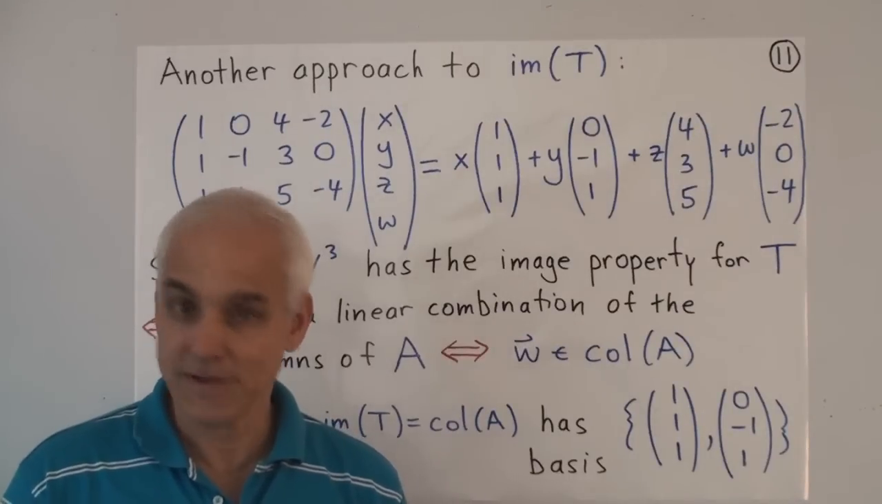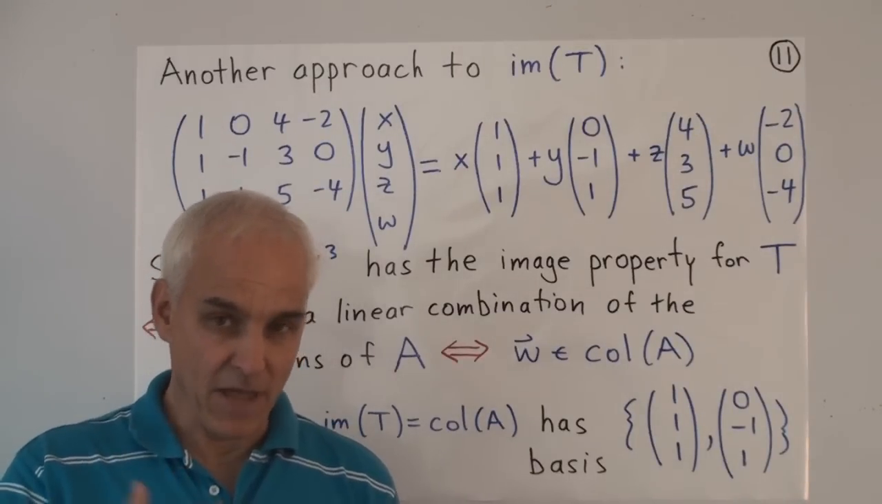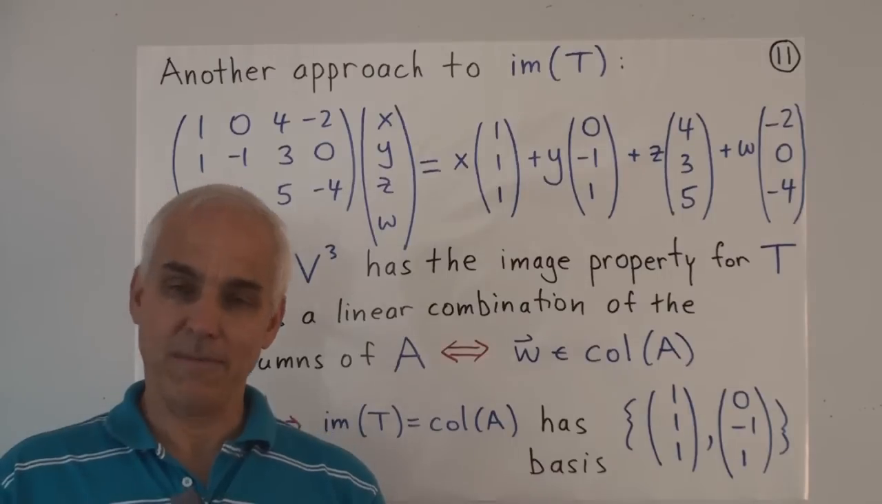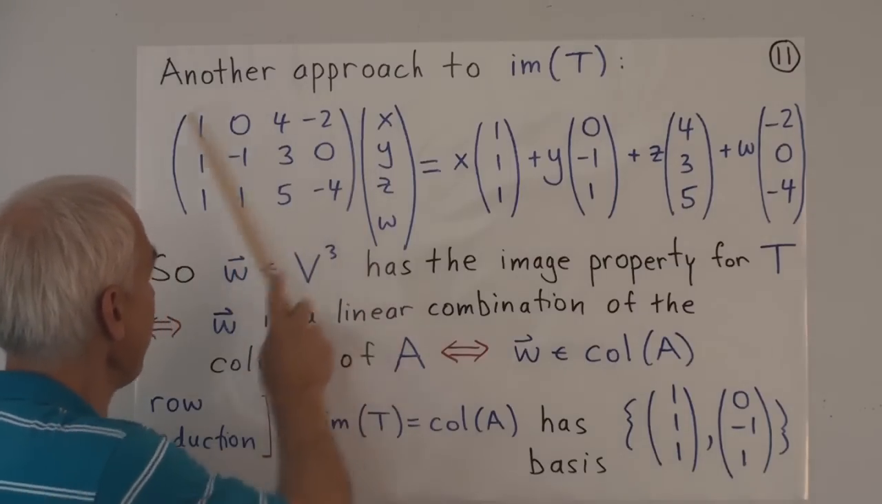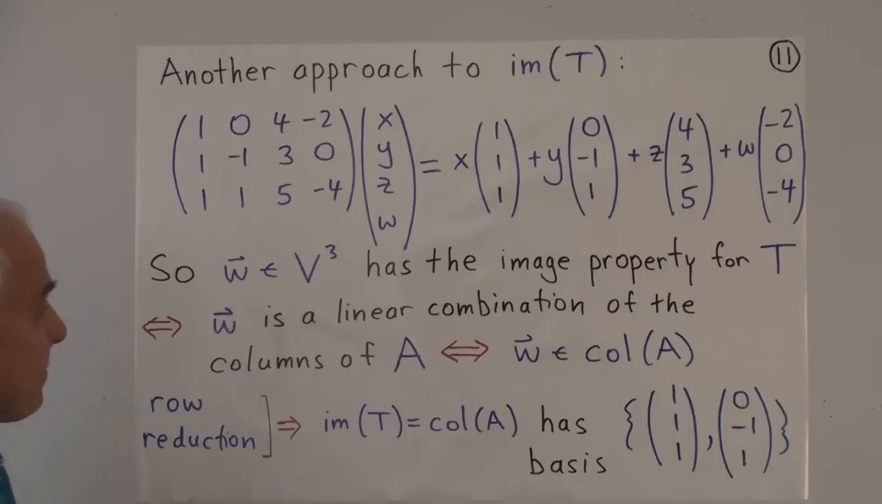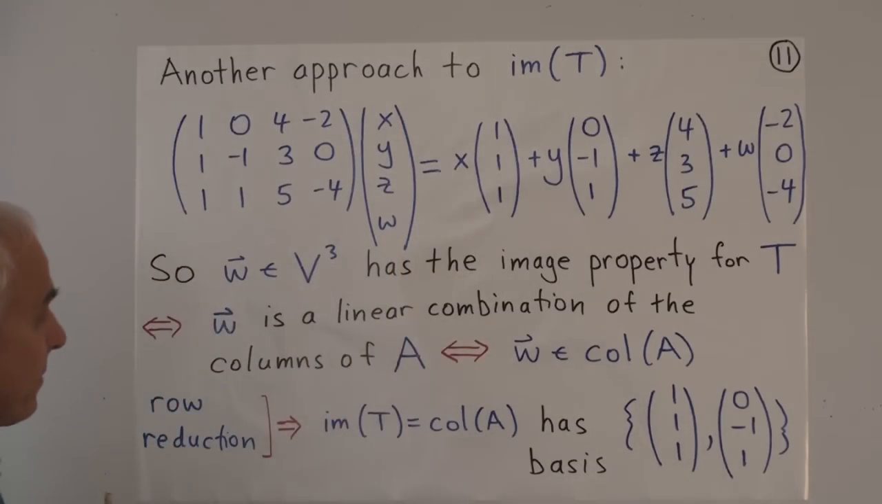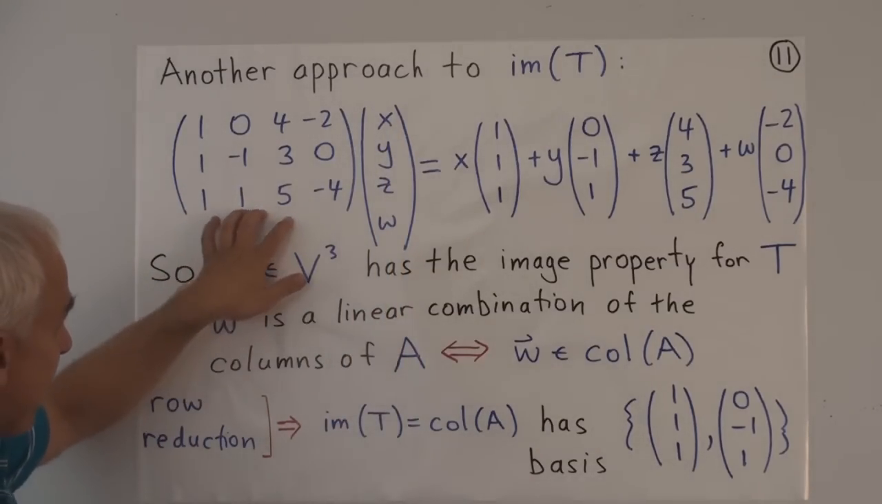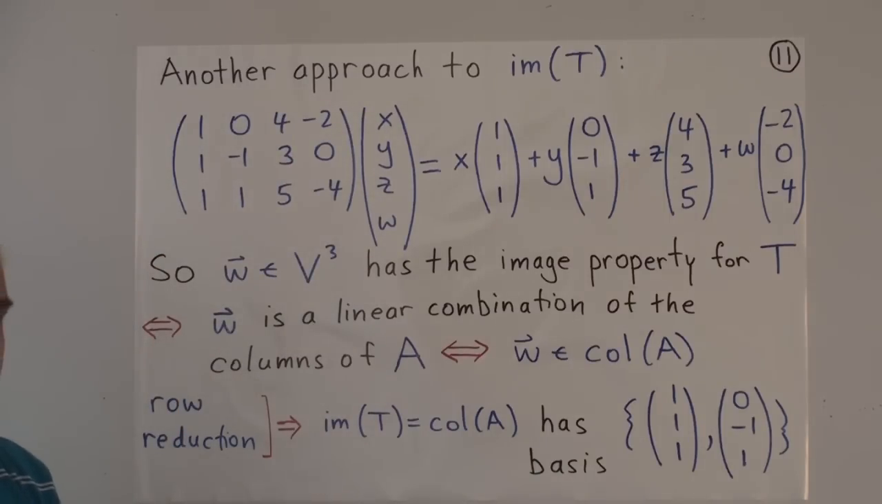It's very important to understand this image property. So now I'm going to give you another way of thinking about what it means. So here's another approach. Let's have another look at our matrix A and a general vector in 4-dimensional space. What happens when we multiply A by this vector x, y, z, w?